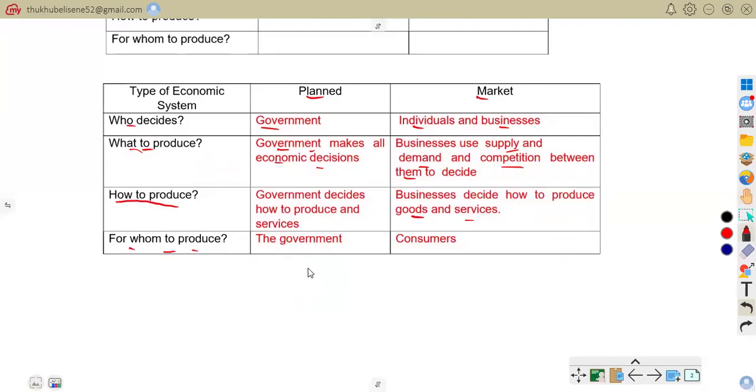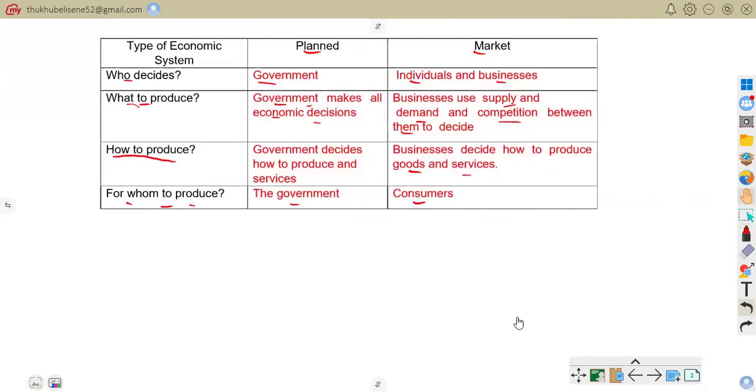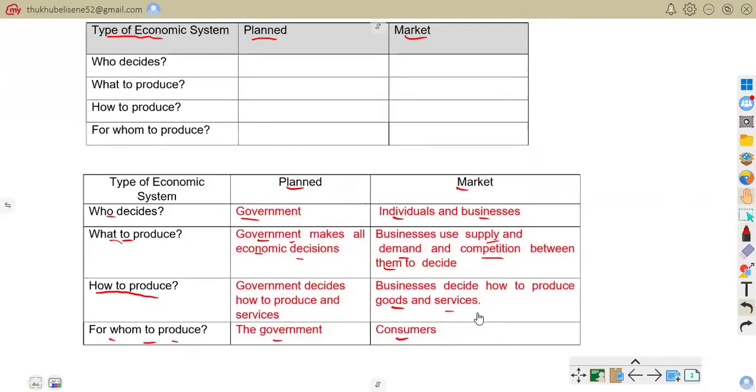Now let us come to for whom to produce. The government decides who receives goods. For example, government distributes food equally. But when it comes to the market, consumers who can pay get the goods. For example, people who have money buy the products. Hope you're together, guys. Let us move on.